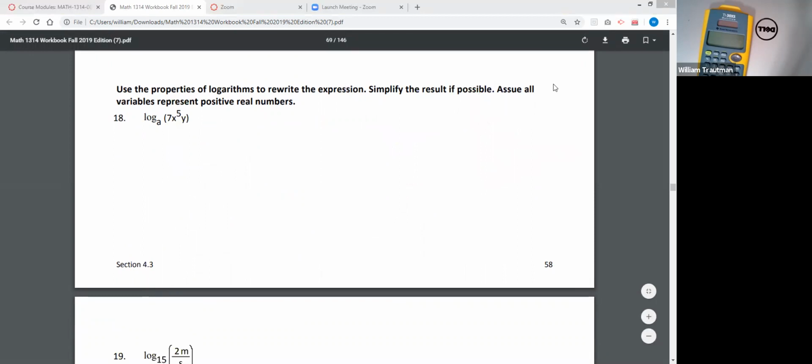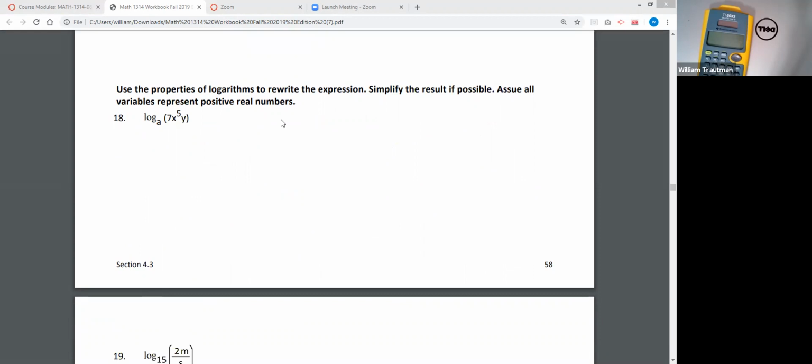It says use the properties of logs to rewrite the expression, simplify the results if possible, assume the variables represent positive real numbers. Okay. So there's a couple of questions like this on the test and in the homework. So once again, we have to go through these properties of logs. It says if you have a log and things are multiplying inside, you can separate them. So let me just show you some of these properties on the side.